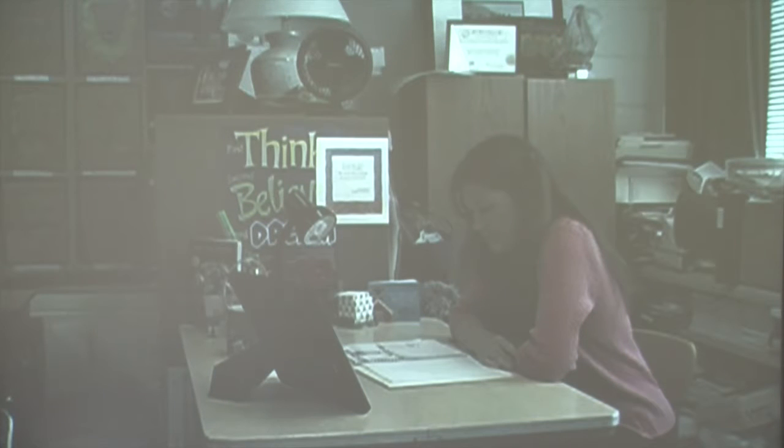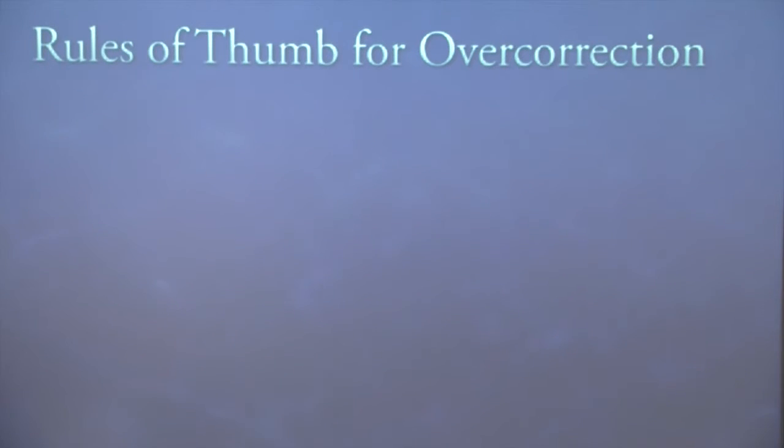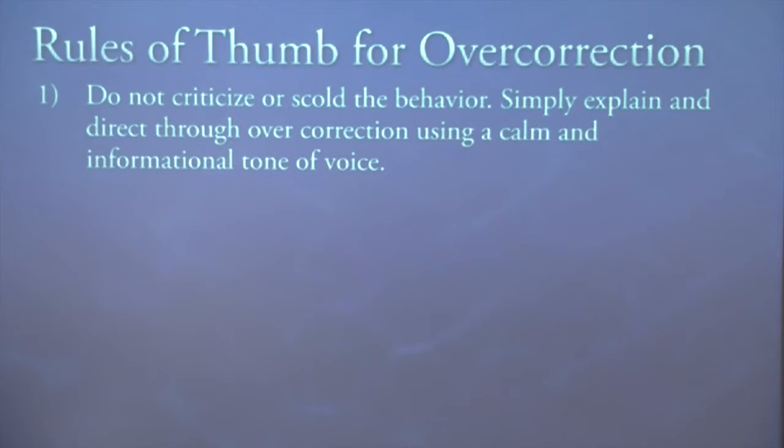When his paraprofessional uses positive practice, it decreases perseverative questions and also encourages appropriate questions to replace them. When using positive practice, the rules of thumb for overcorrection and positive practice are: do not criticize or scold the behavior. Simply explain and direct them through overcorrection using a calm and informational tone of voice.